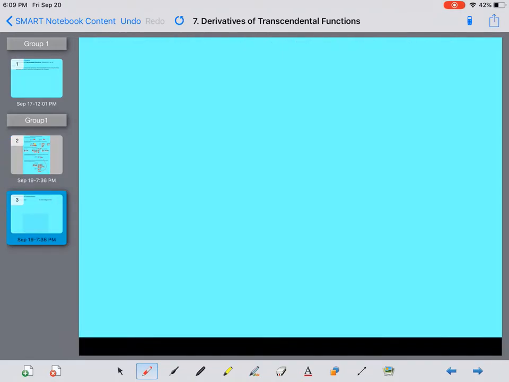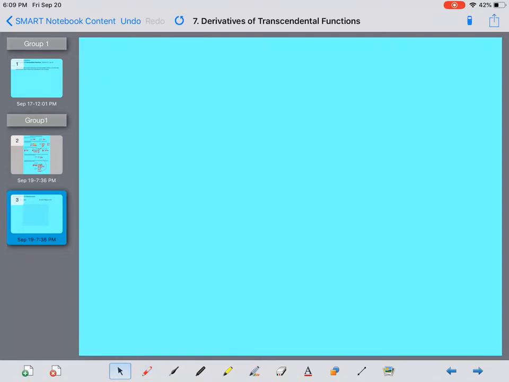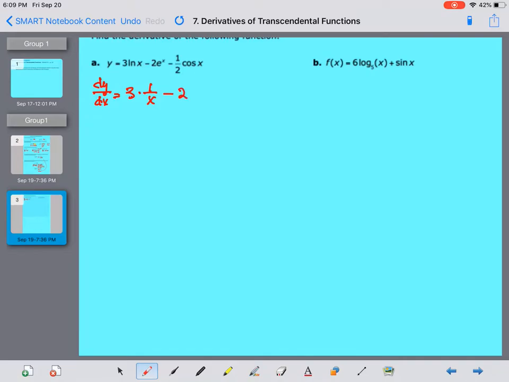Now if we go to the next page, we'll see two quick examples that we're going to do in pretty much less than a minute. Okay, the first example, again, we have that sum and difference rule, so we can take the derivative piece by piece, and that's exactly what I'm going to do. So we get dy dx, 3 is a coefficient, natural log of x, if we take the derivative, we get 1 over x. We're done with that one. Minus, bring down the 2, the derivative of e to the x is e to the x, minus 1/2, and the derivative of cosine gives us negative sine.